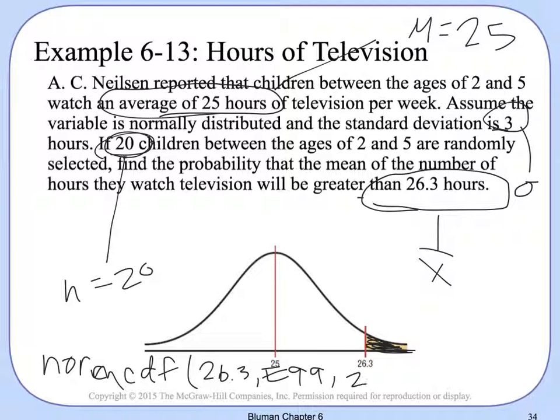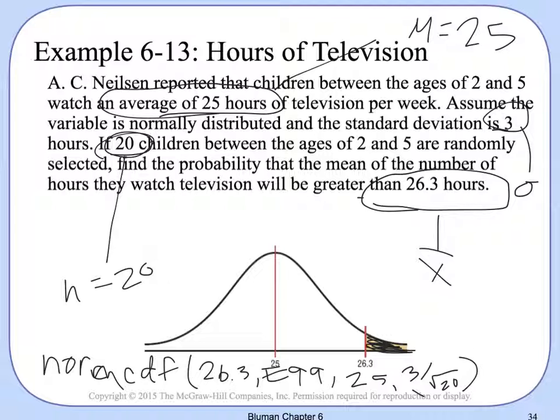25, comma, standard deviation, which is 3, but you have to divide that by square root of 20. So when you type it in, you're going to actually type it in just like that: 3 divided by square root 20. Okay? Don't get a decimal number here and round it and put it in. No, no, no. Actually type in that whole thing just like that.